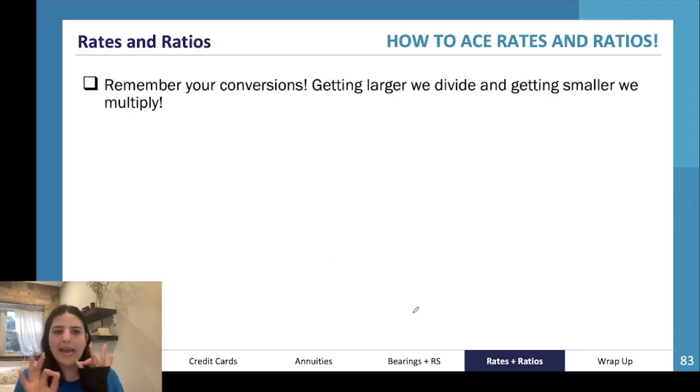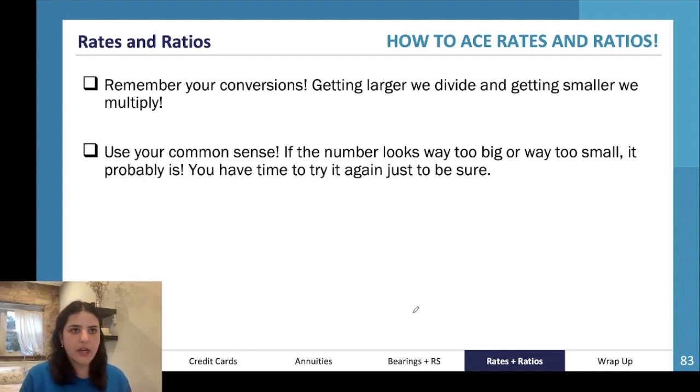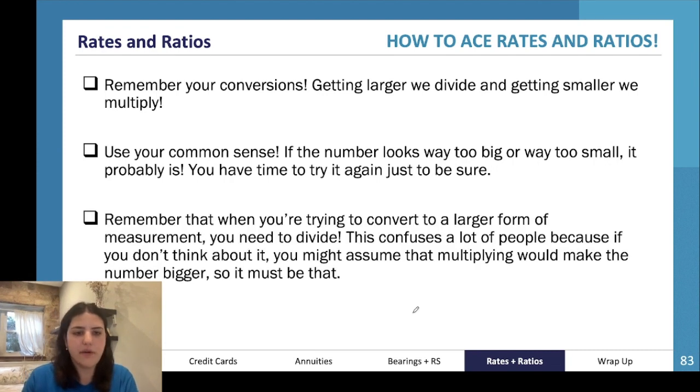Alrighty, so how do we ace ratios and rates, or rates and ratios? Remember your conversion. If you're getting larger, like you're going from meters to kilometers or grams to kilograms, you divide. If you're getting smaller, so you're going from kilograms to grams or liters to milliliters, you multiply. Also, use your common sense. If your number looks way too big or way too small, like I said with credit cards, it probably is. Just try it again. Make sure that you didn't stuff up somewhere.